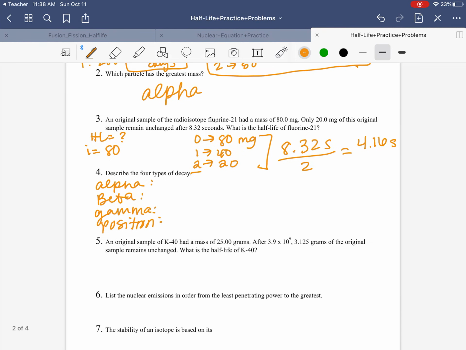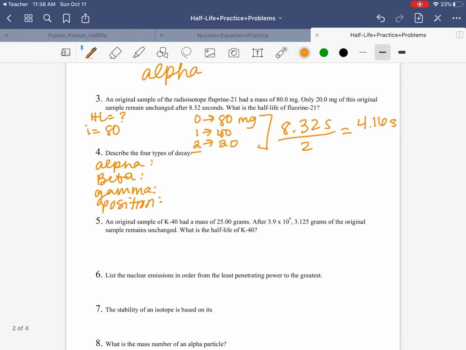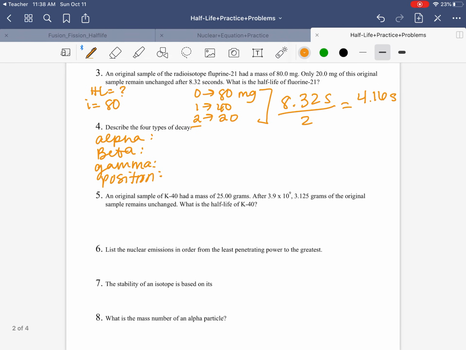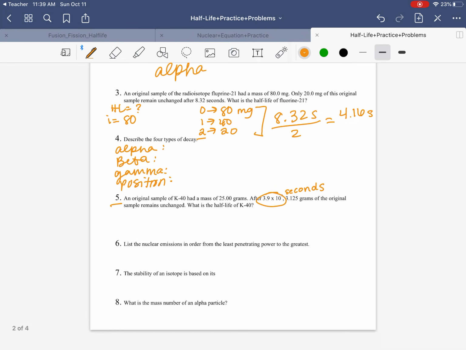Okay, an original sample of K-40, that's potassium, has a mass of 25 grams. After 3.9 times 10 to the 9, this is supposed to say seconds, grams of the original sample remains unchanged. What is the half-life of potassium-40? So number 5 is identical to 1 and 3. So that one, you can work it out. Also, I left my scientific calculator, and I cannot plug this big number into my phone.